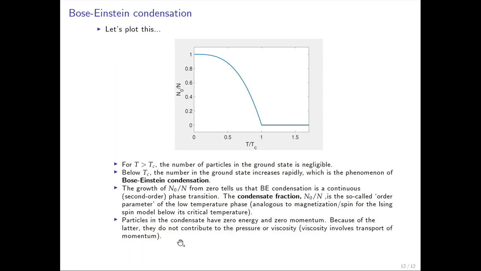Once again, we have to mention that particles in the condensate have zero energy and zero momentum. And because of this latter property, they don't contribute to pressure or viscosity. Pressure arises because you have particles bumping into the walls of your container, so you're changing the momentum. And viscosity also involves transport of momentum. If you have a fluid and you try to drag something through the fluid, then you have some resistance. Obviously, putting a spoon through honey, there's more viscosity than dragging a spoon through water or alcohol.